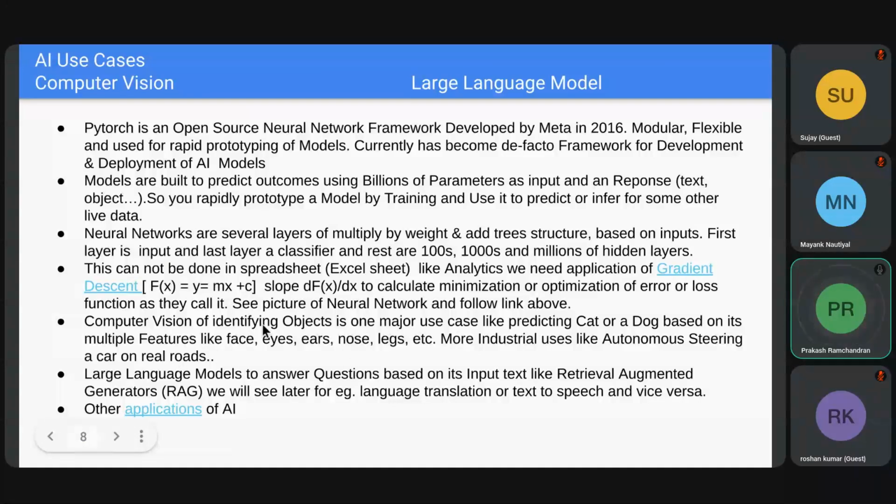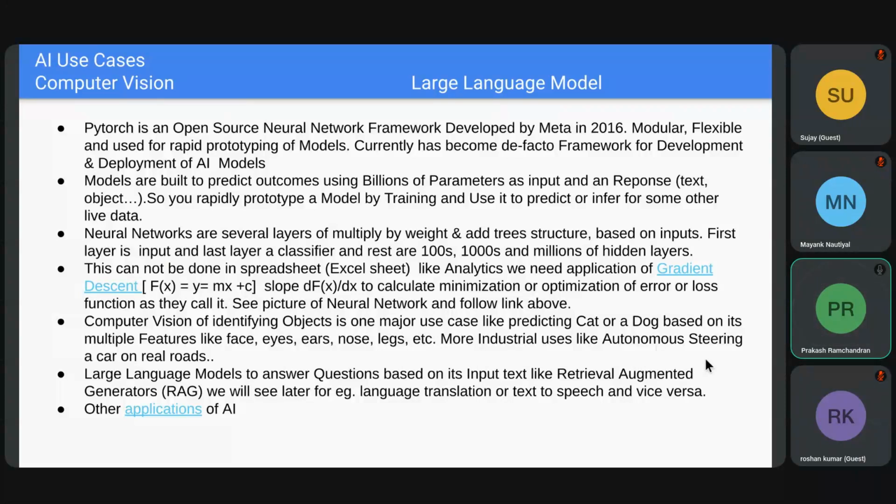So computer vision, identifying images, is one of the major use cases. I have just put cat and dog because it's easy to explain. But features like face, eyes, ears, nose, legs, etc., you take as the features and encode them, and then you see that if the encodings are closer to each other, that is how you determine.